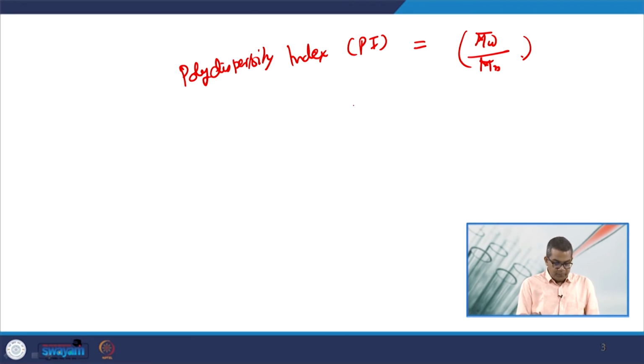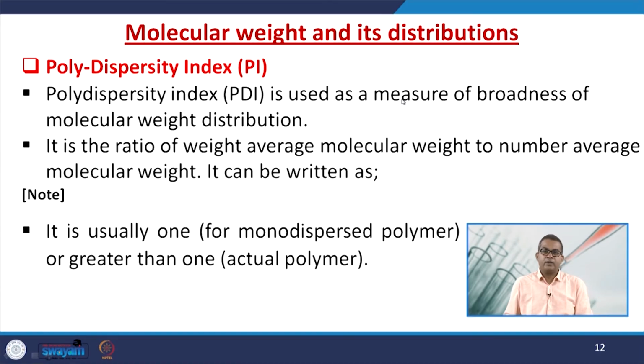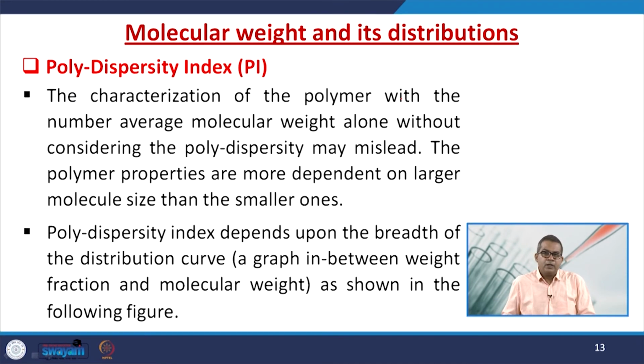Now this ratio depends upon the breadth of the distribution curve. Sometimes this particular curve plays a very vital role. We will discuss this particular curve later on. This is usually 1 for monodispersed polymer or greater than 1 for actual polymer. So, it depends on the class of polymer in question. Characterization of the polymer with the number average molecular weight alone, without considering the polydispersity index, may sometimes give you misleading information.